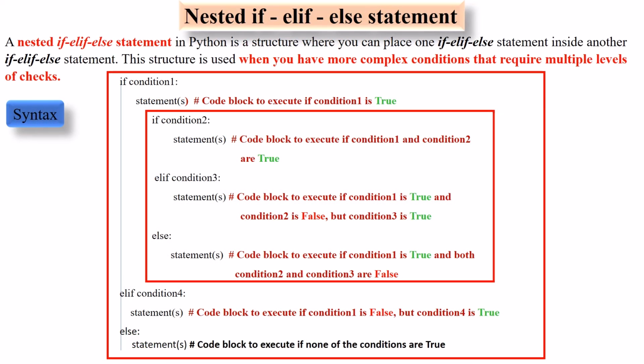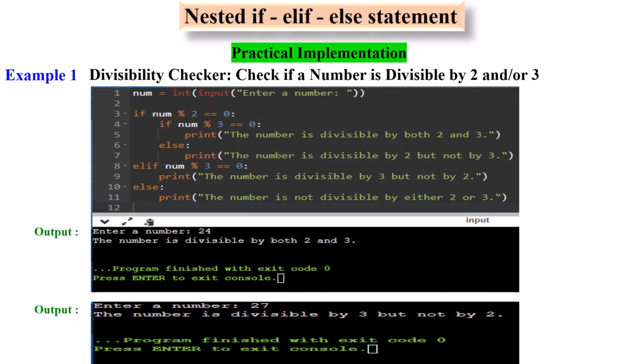A nested if-elif else statement in Python is a structure where you can place one if-elif else statement inside another if-elif else statement. This structure is used when you have more complex conditions that require multiple levels of checks. Let's see an example for nested if-elif else statement. Divisibility checker, to check if a number is divisible by 2 or 3.